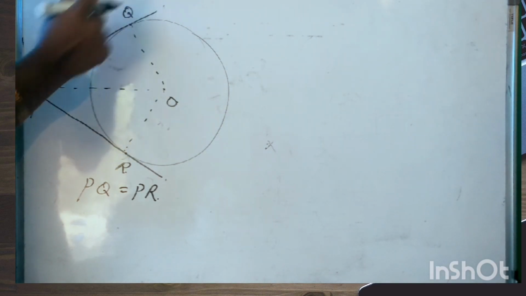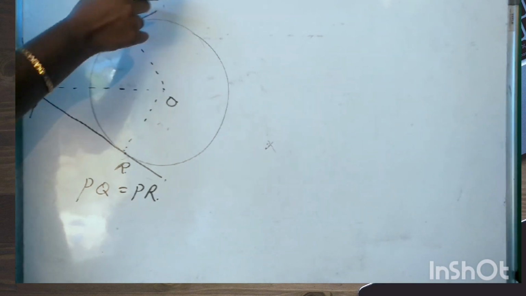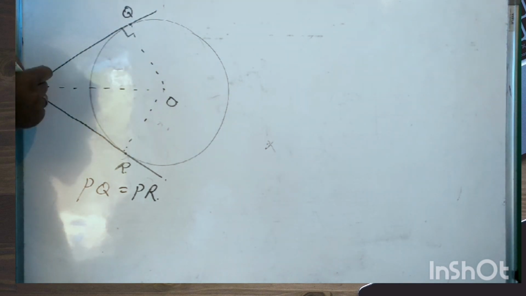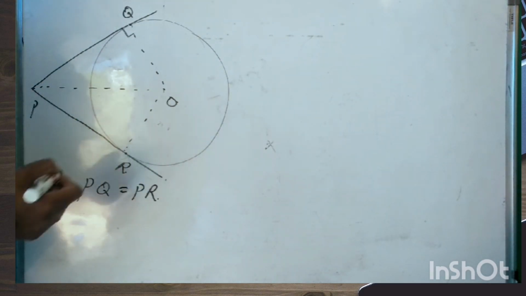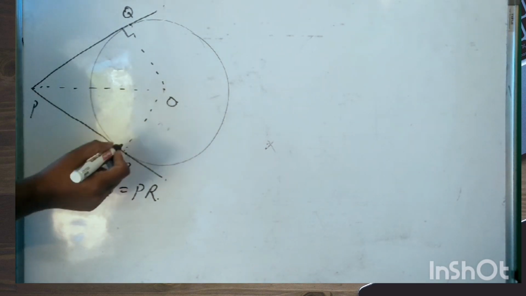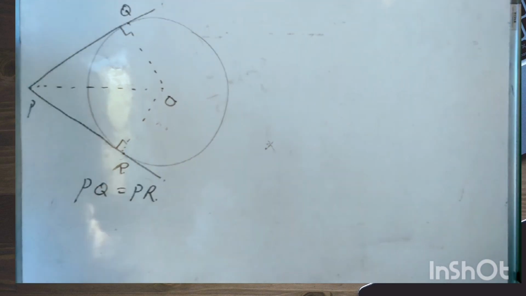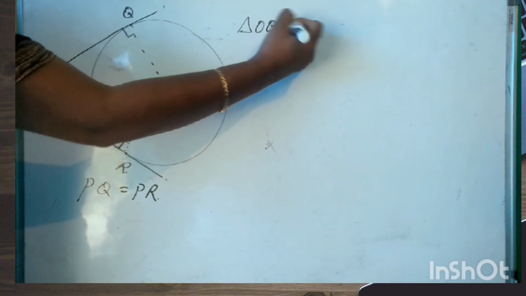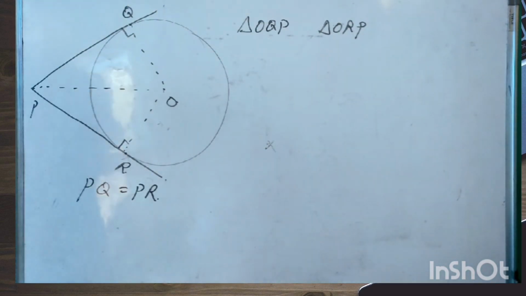Now, OQ is perpendicular to PQ. Why? By using the first theorem: the radius through the point of contact and the tangent are perpendicular. And here OR and PR are perpendicular because this OR is the radius through the point of contact of PR. Now, we are going to consider triangle OQP and triangle ORP. These two triangles are right angled triangles.